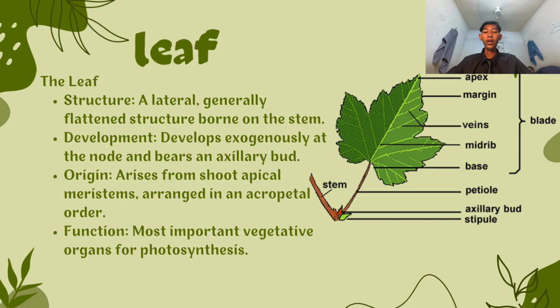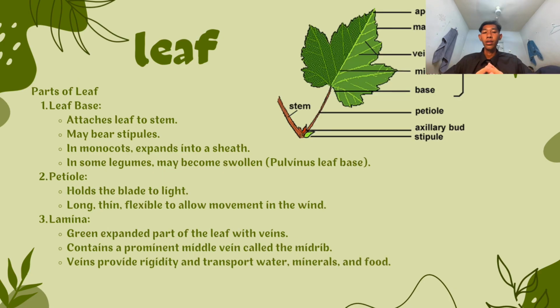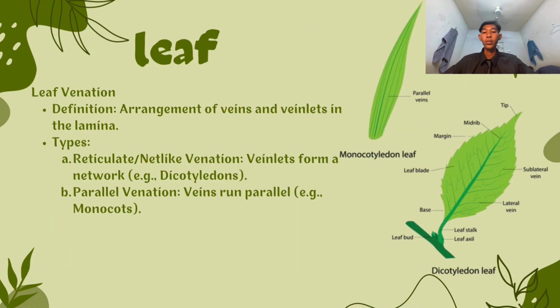The function of the leaf: it is the most important vegetative organ for photosynthesis because there is chloroplast in the leaf. There are three parts of the leaf: leaf base, petiole, and lamina. Venation means the arrangement of veins and veinlets in the lamina. There are two types of leaf venation: reticulate for dicotyledon plants and parallel venation for monocot plants.